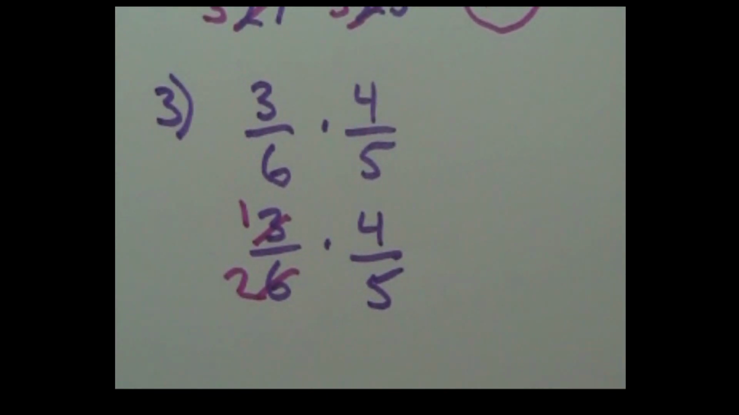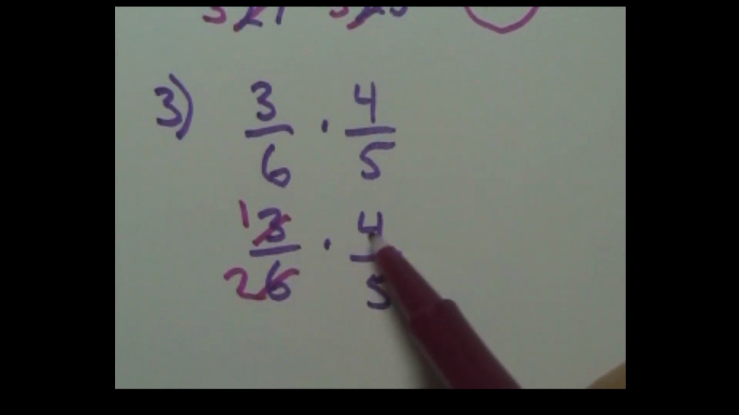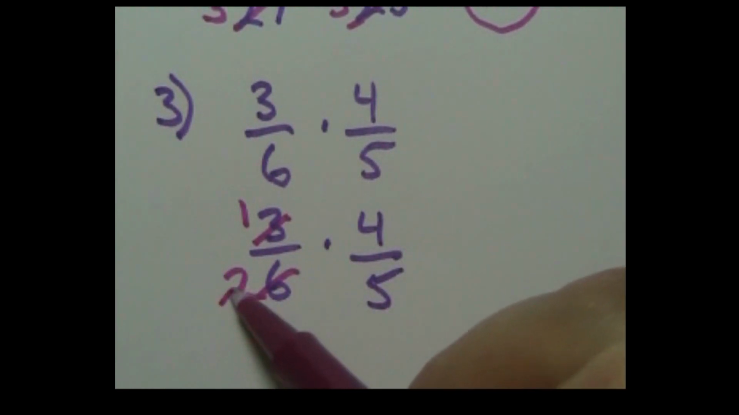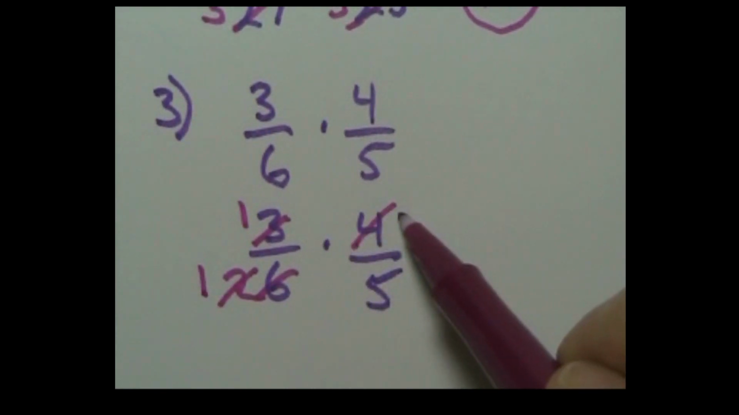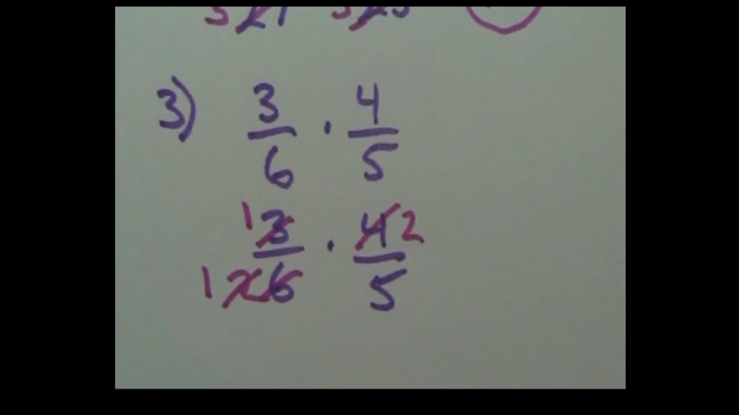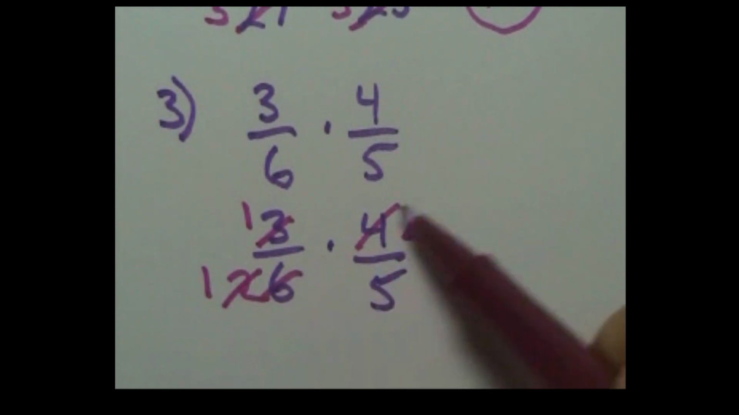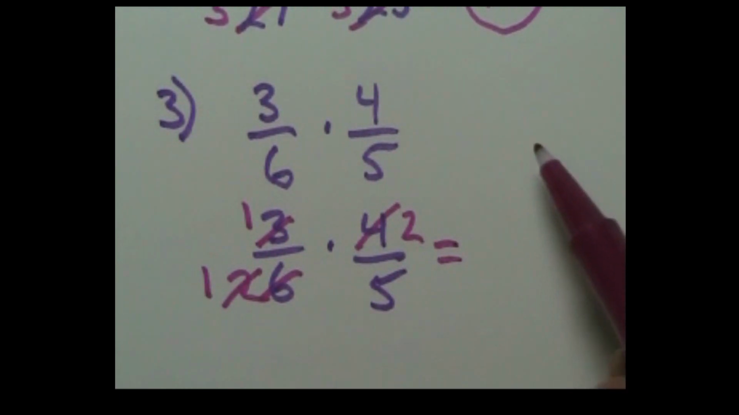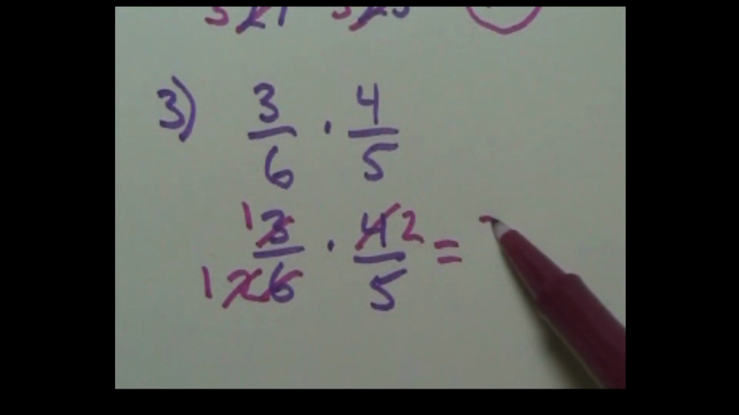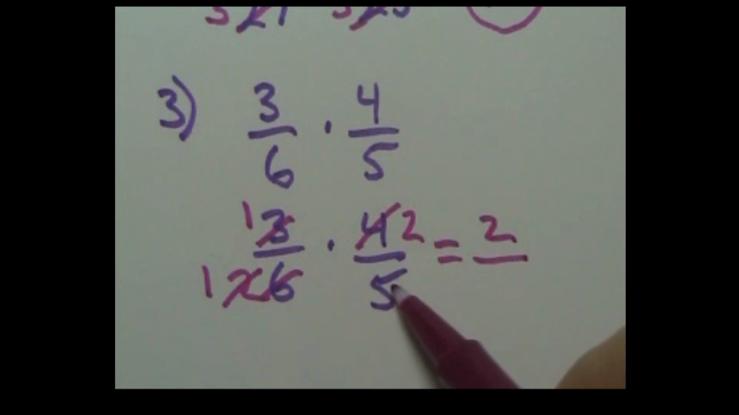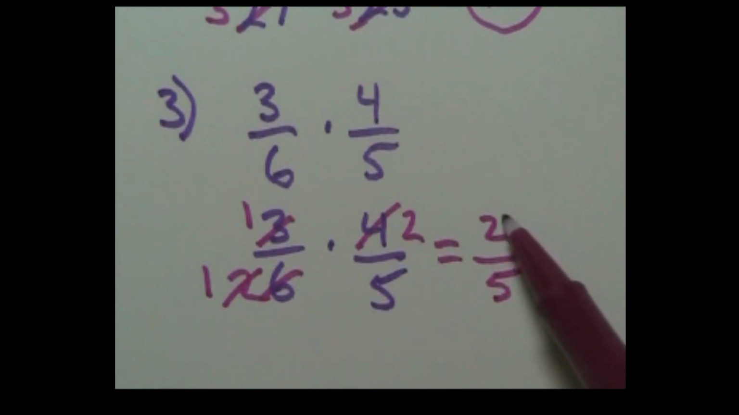Now here's where it gets a little tricky. Notice that 2 will go into 4, because this is now a 2. It's not a 6 anymore, it's a 2. 2 will go into 4. Watch this. 2 will go into 2 once, and 2 goes into 4 twice. So see that I reduced a couple of times. You're allowed to do that. All right, on the top, I have 1 times 2, that's 2. And on the bottom, 1 times 5, that's 5.